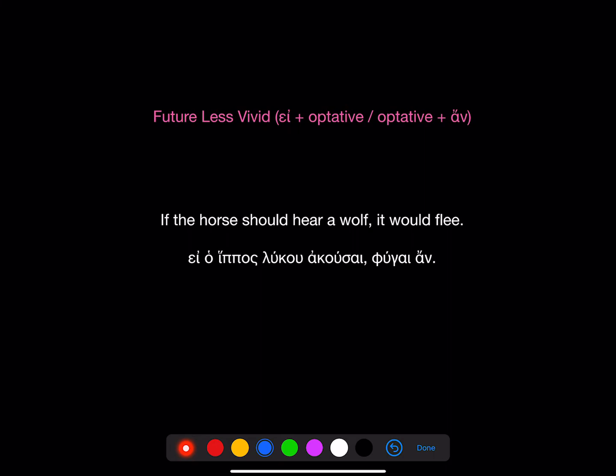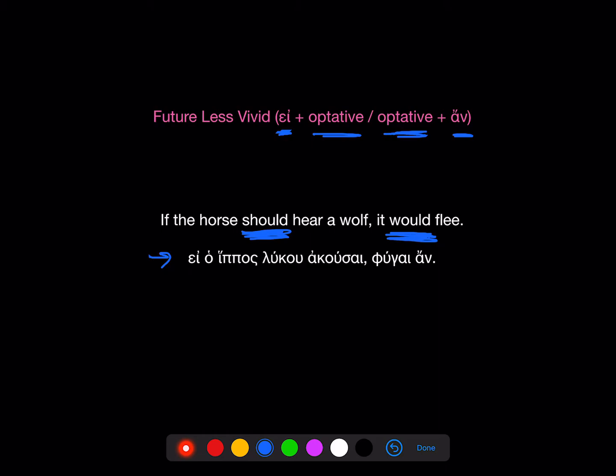You can also have a future less vivid for things that are unlikely in the future. And those use ἄν plus the optative in the protasis, optative plus ἄν in the apodosis. So εἰ ὁ ἵππος λύκον ἀκούσαι, φύγοι ἄν. If the horse should hear a wolf, it would flee. We tend in English to translate these with should and would. Should in the protasis, would in the apodosis. If the horse should hear a wolf, it would flee. But probably it's not going to happen.